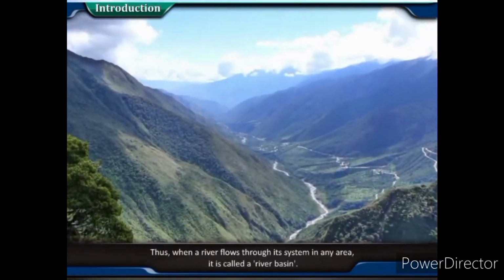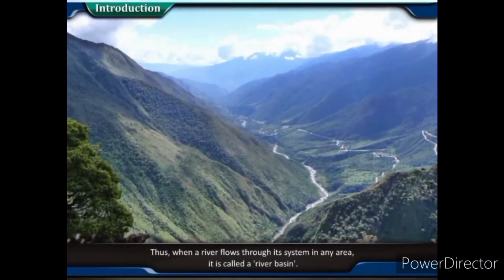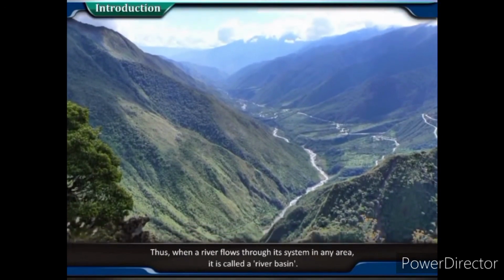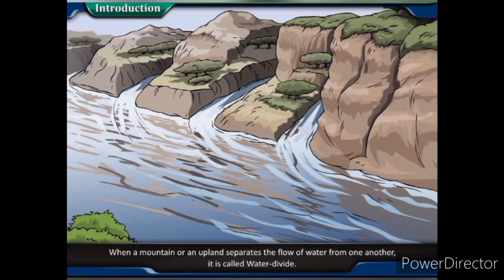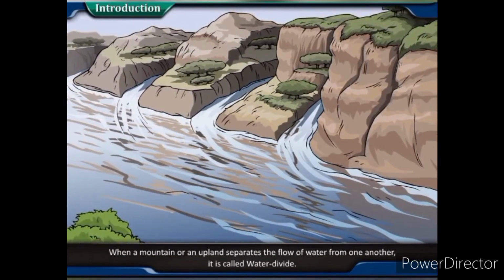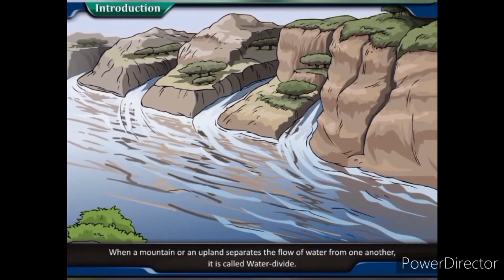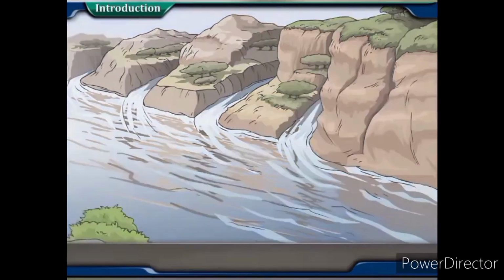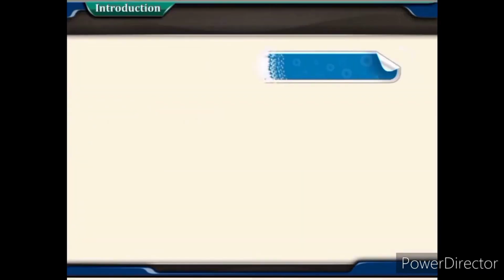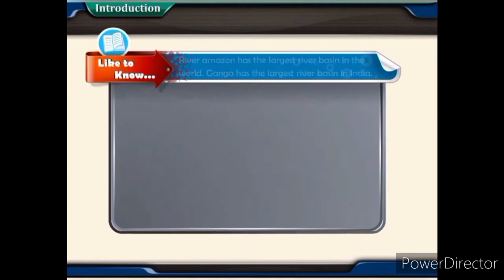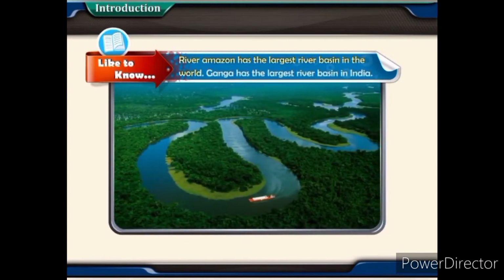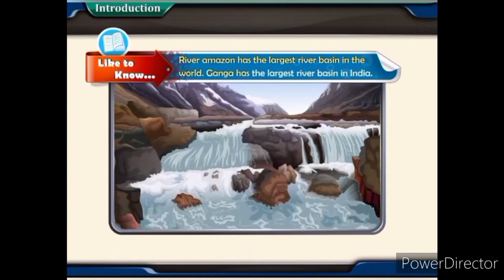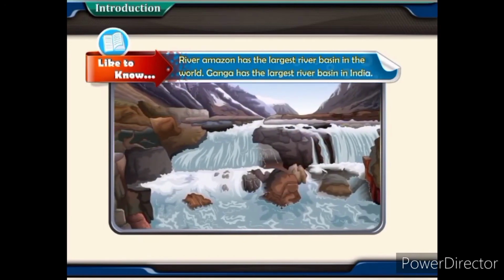Thus, when a river flows through its system in any area, it is called a river basin. When a mountain or an upland separates the flow of water from one another, it is called water divide. Like to know. River Amazon has the largest river basin in the world. Ganga has the largest river basin in India.